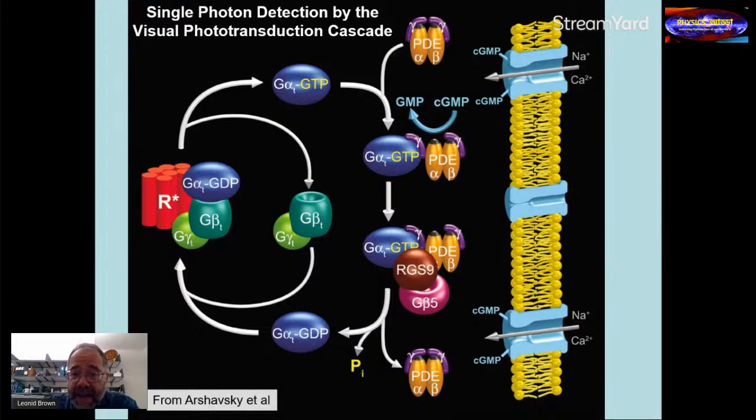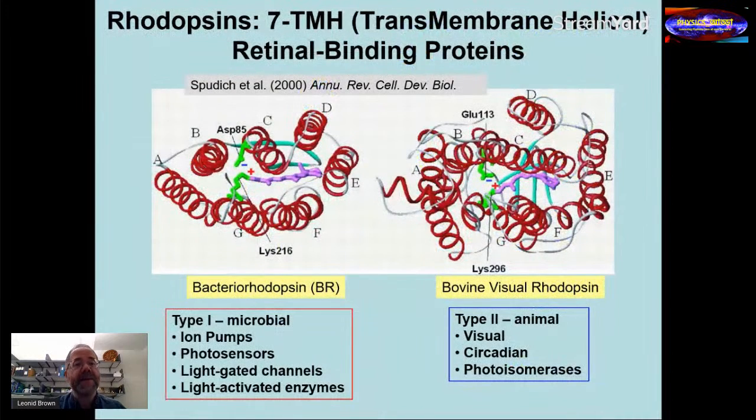What my group studies in Guelph, and many other people study, are very similar proteins. They are also called rhodopsins, but they are not human. They don't come from animals. Instead, they come from microbes. They come from bacteria, fungi, and algae. So this is a good time to introduce rhodopsins.